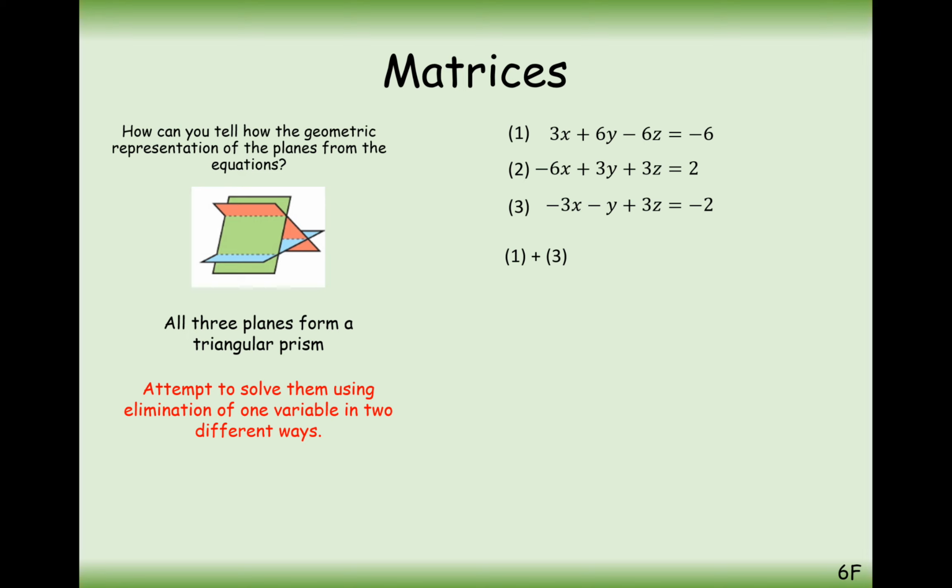Now, it doesn't matter what variable you cancel out. It could have been the y variable, it could have been the z variable. In this case, we're going to cancel out the x variable. 3x and minus 3x, those two will cancel when we add the equations together. So we're going to get 6y add minus y, that's 5y, minus 6z add 3z, that's minus 3z, minus 6 add minus 2, that's minus 8. Let's see if we can cancel out the x variable in another way.